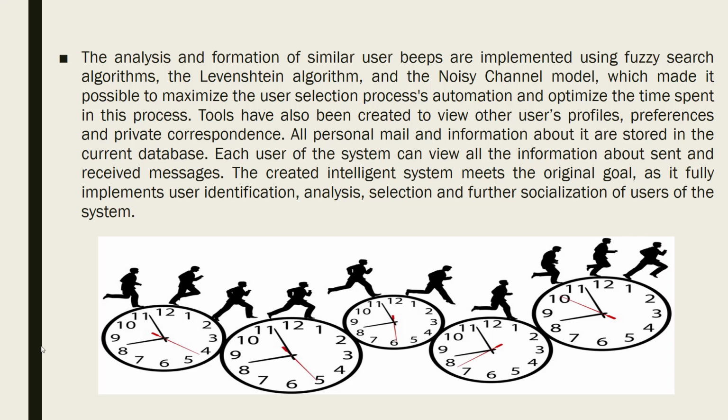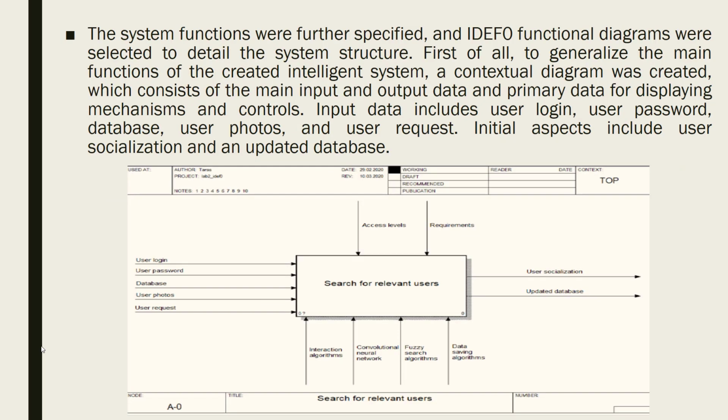Tools have also been created to view other users' profiles, preferences, and private correspondence. All personal mail and information about it are stored in the current database. Each user of the system can view all the information about sent and received messages. The created intelligent system meets the original goal as it fully implements the user identification, analysis, selection, and further socialization of users of the system.